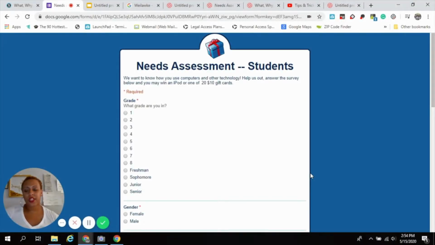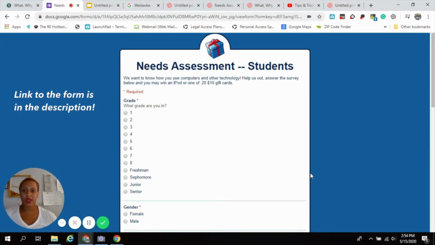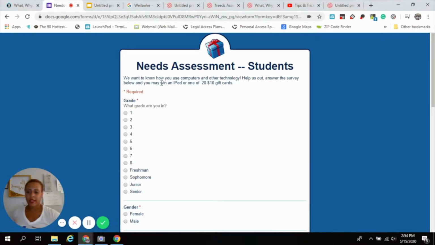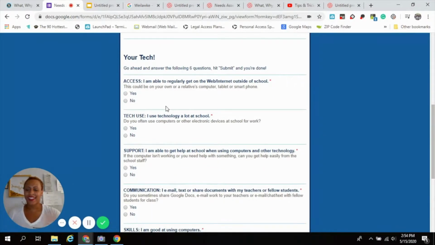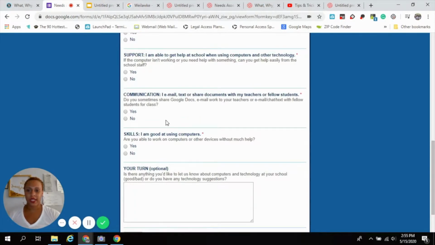In terms of supporting your learner, when you look at a needs assessment, first off, you may teach a group of ninth graders, right? But one of the things you want to know is, what is your tech like? What is your access to technology? What are your skills with technology usage? Are you able to have support while you're not at school with technology? And then communication, and of course, skills.